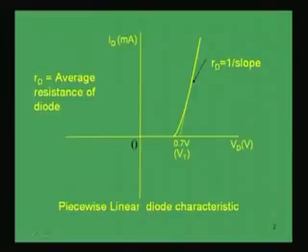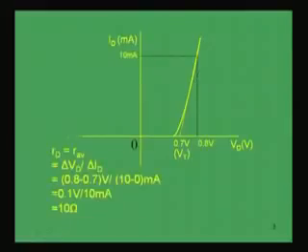Now, if we know one point, which is say 0.8 volt and 10 milliampere in the operating region, that point can be known from the data sheet, which gives the voltage and current levels for a particular operating point. If we know one point, then it is enough to find this average resistance, because our average resistance is delta V_D by delta I_D, that is, the rate of change of voltage by the rate of change of current between two operating points.